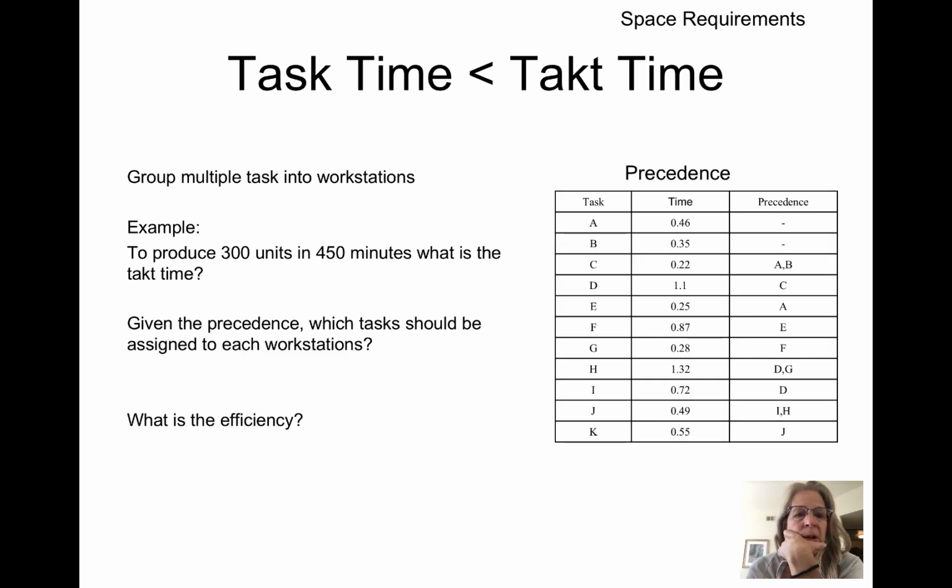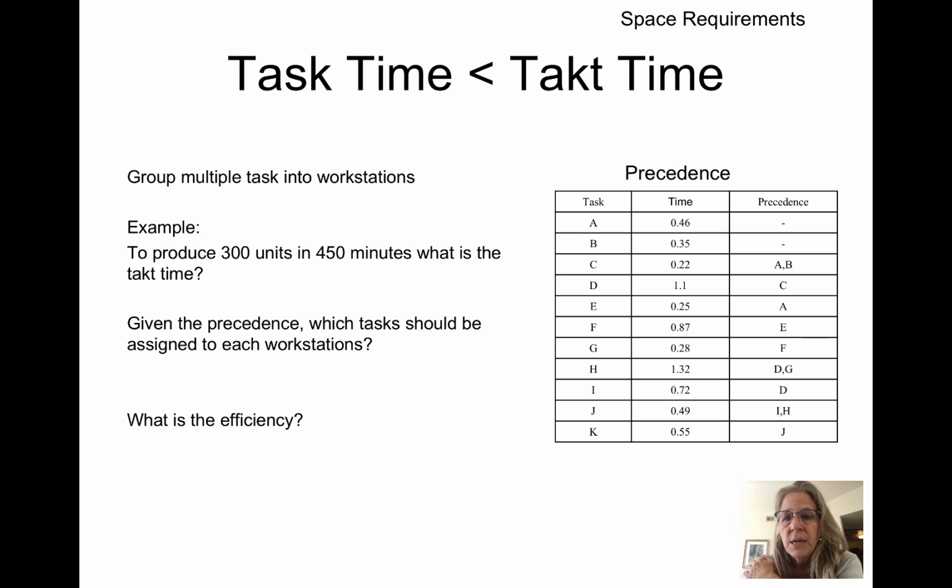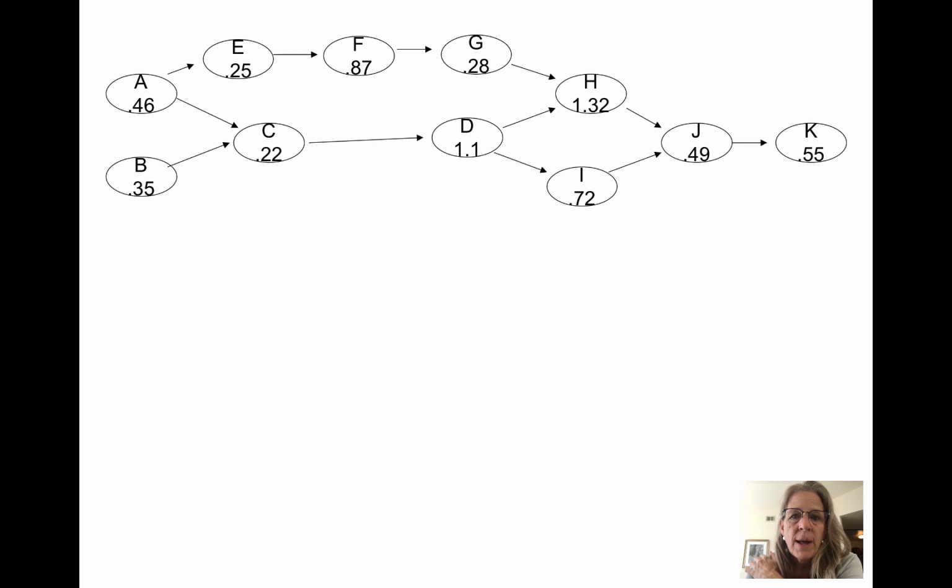So we're going to group multiple tasks into workstations, and in this example we're going to produce 300 units in 450 minutes. What's the takt time? And then given the precedence, which task should be assigned to each workstation, and what is the efficiency? So what I've done here is I've gone through and drawn these precedences. You can see on the right-hand side of that table, it tells you each task and what needs to come before that. So for instance, tasks A and B have to come before C, which I've drawn that way. And then I'm going to calculate takt time, which is 450 minutes divided by 300 parts.